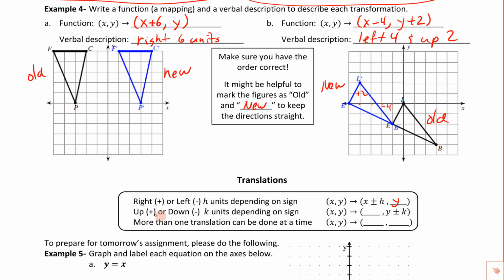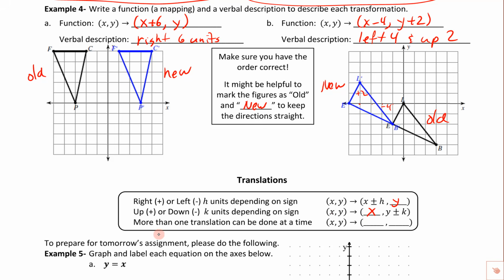And up or down. Up if it's positive, down if it's negative, k units, so I've changed the number that we're using depending on the sign, and you'll notice that we've got the y plus or minus k. So if we're moving up or down, what we're doing is we're changing the y coordinate from the old y coordinate, and we're going to move up if it's a plus k, we're going to move down if it's a minus k, and if all we're doing is moving up or down, then we don't change the x coordinate at all, so we're going to just put an x right there.